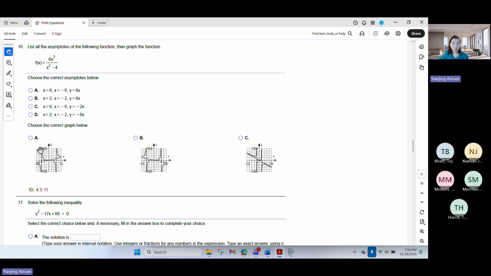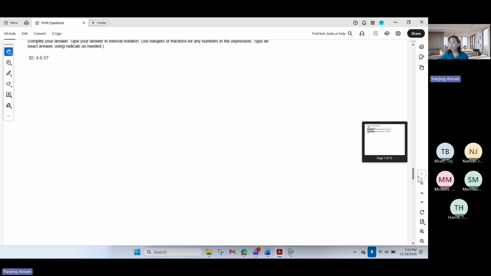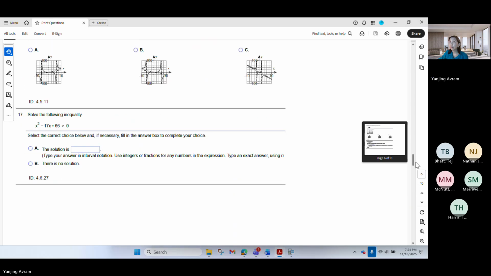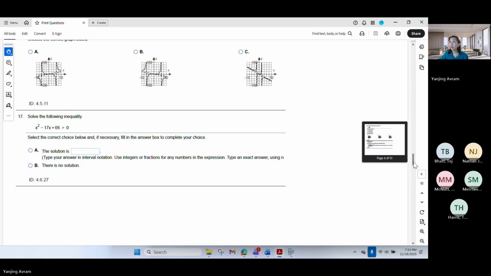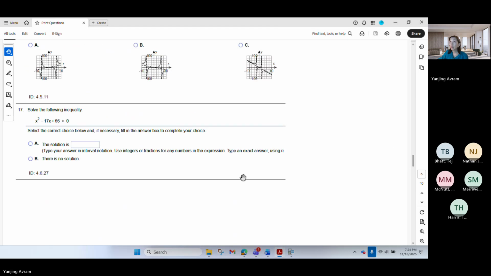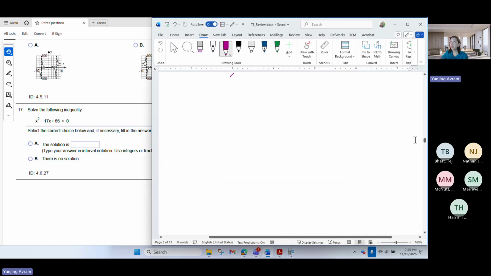Okay, I think we have a couple more questions here, the inequality. Number 17, solve the inequality in here. So how do I solve the inequality? Basically, if you want to solve an inequality, you have to solve the equation first.